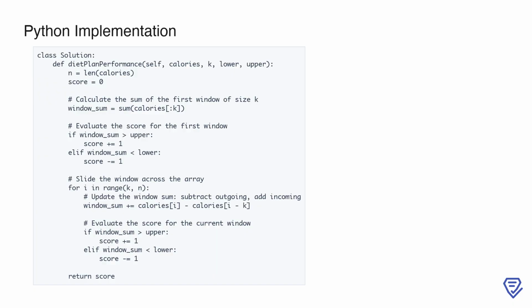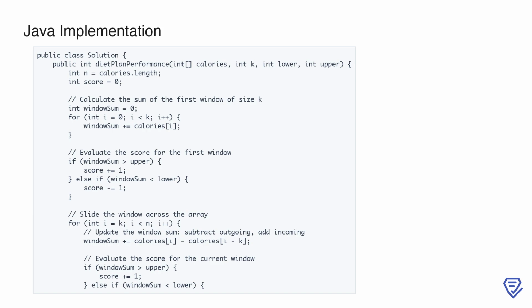This algorithm has a time complexity of O(n), where n is the size of the calories array, due to the single pass required to slide the window across the array. The space complexity is O(1), since no additional data structures are used beyond scalar variables. This makes the solution efficient and well suited for the problem constraints.